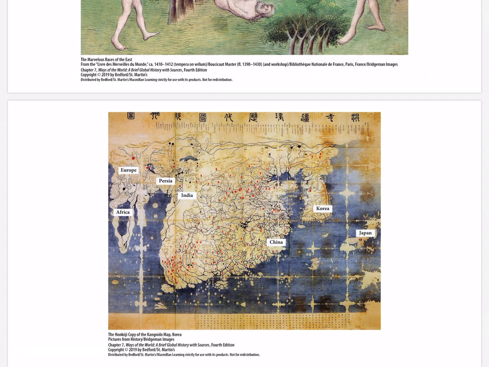So what can a map like this tell us about East Asian knowledge of Eurasia and Africa around 1400? Well, it's important to point out that Koreans knew much of China and Japan and had adopted the Chinese-centric view of the world, but knew little, albeit some, of the world beyond China and Japan.